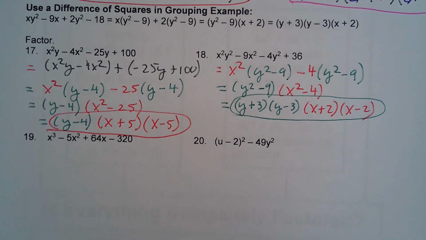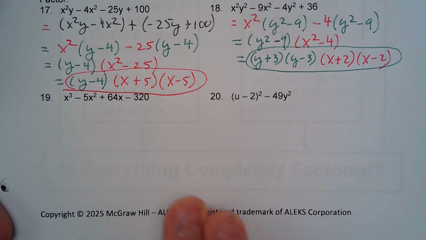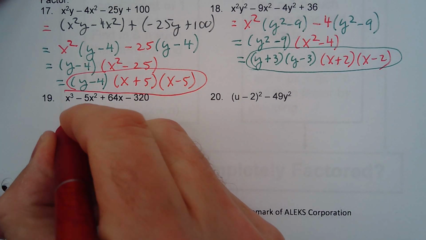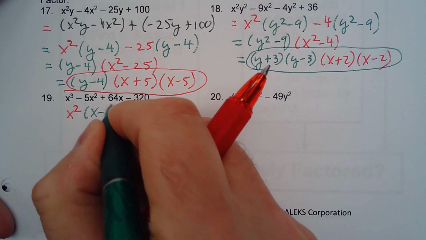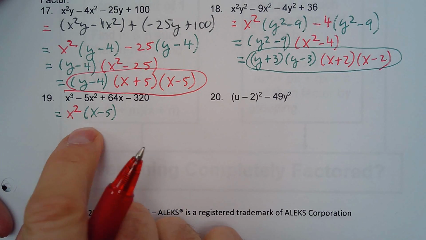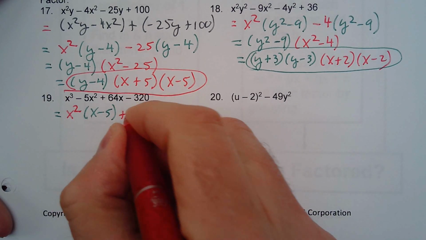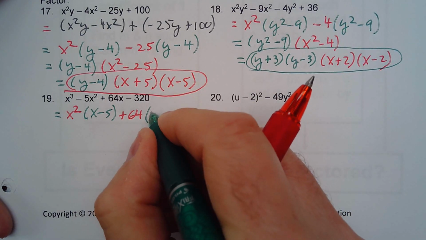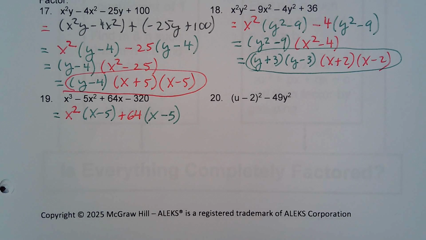Okay, let's try this next one. Oh, this is interesting. So I can factor out an x squared here. So that gives me x minus 5 for my leftovers. So I'm noticing I have an x here. I probably need to have an x here, so I want to try factoring out a 64. And if you do that division on your calculator, it does work out to be x minus 5.